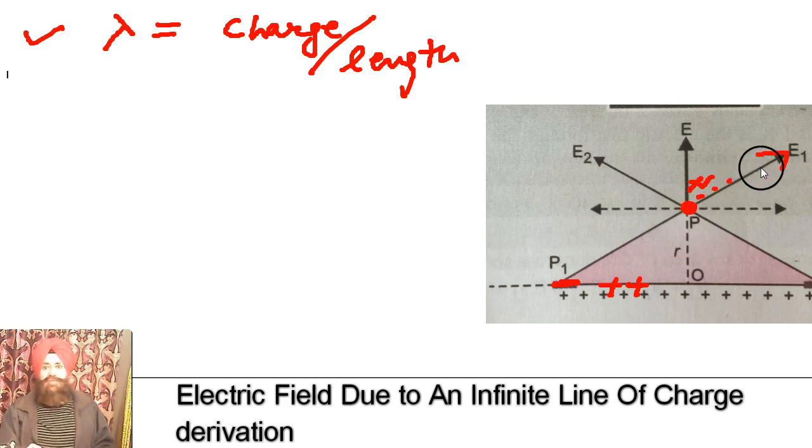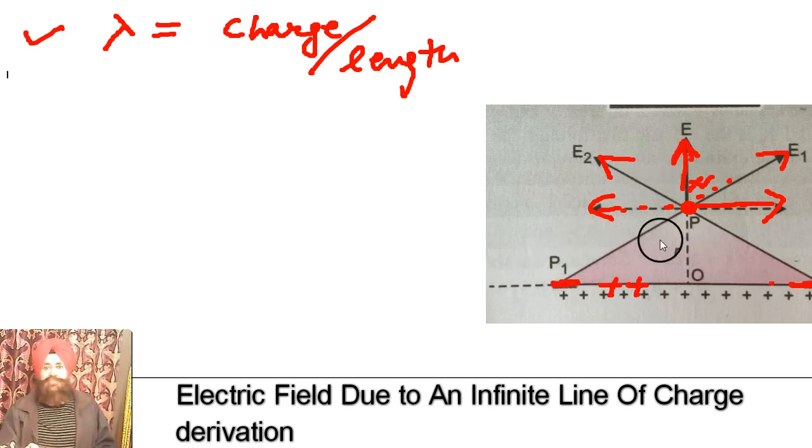Now just resolving E1 into components, one component along this side, another component along this side. Now you consider this element, and this is a positive element. Put it here, a unit positive charge. The positive charge will go along this side. Again making the components of E2, one along this side, the other along this side.